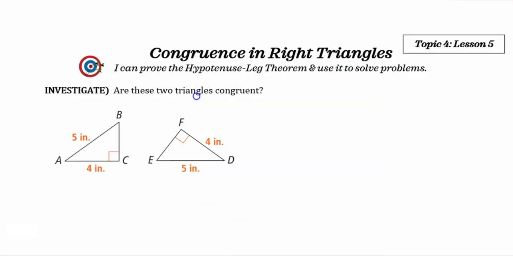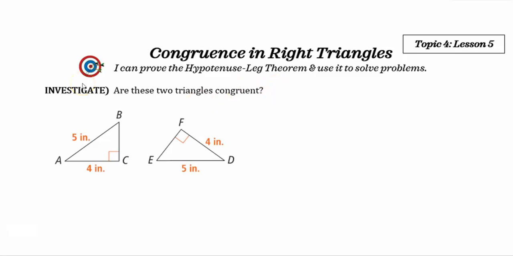So lesson 5 is called Congruence in Right Triangles. The goal is still to prove to somebody, or maybe say it's not possible to prove to somebody, if this triangle is the same as this one. This is our fifth and final shortcut to showing someone that two triangles are the same.